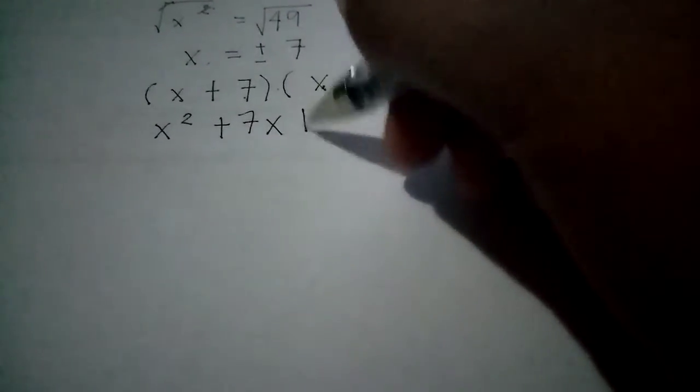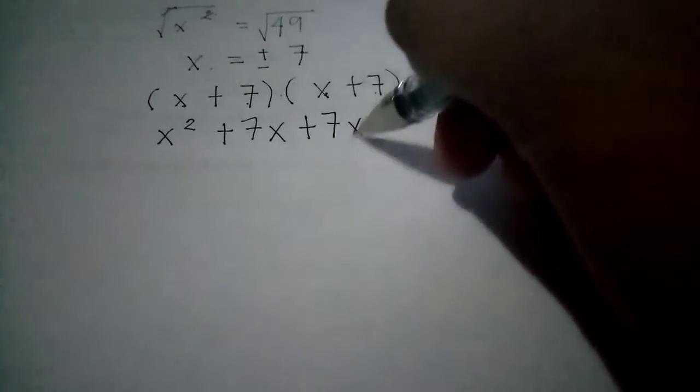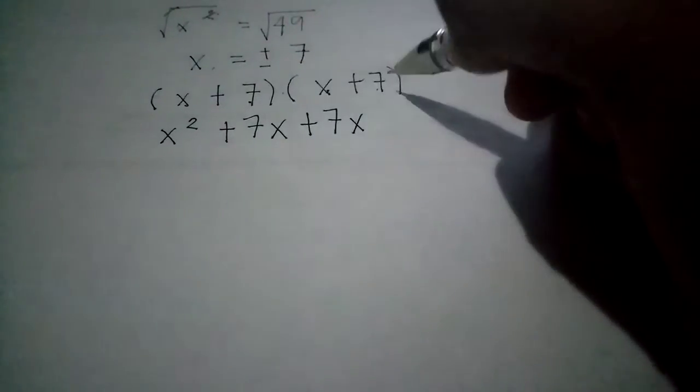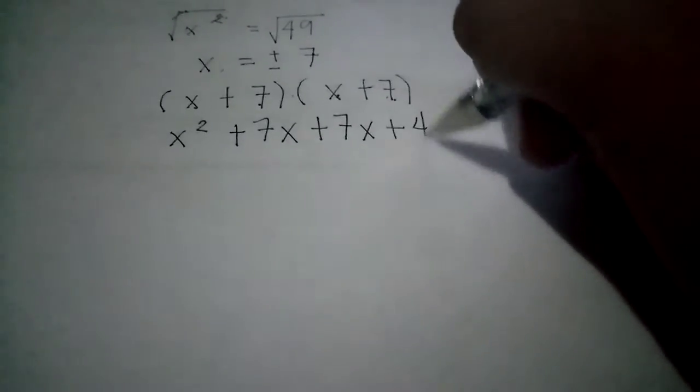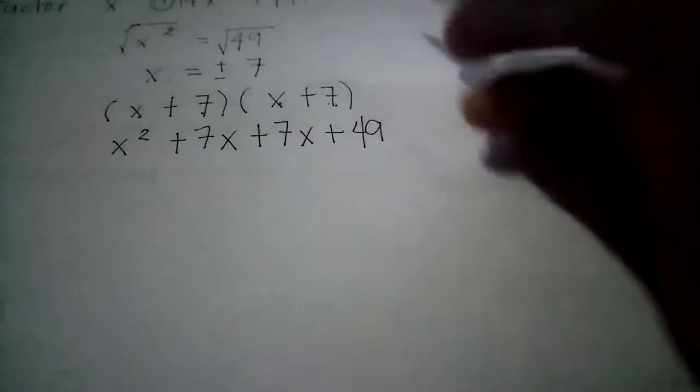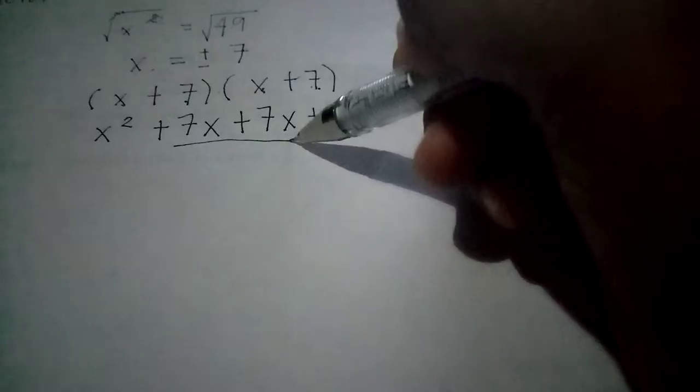then x times x is x squared. Next is x times positive 7, positive 7x. Positive 7 times x is equal to positive 7x. Then, positive 7 times positive 7 is equal to positive 49. Now, we will use the combining like terms.